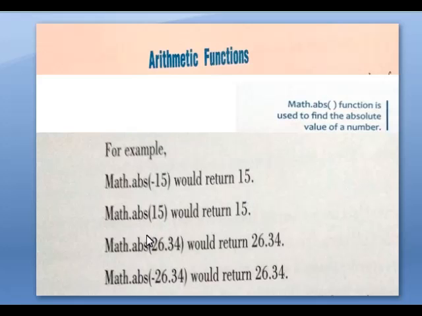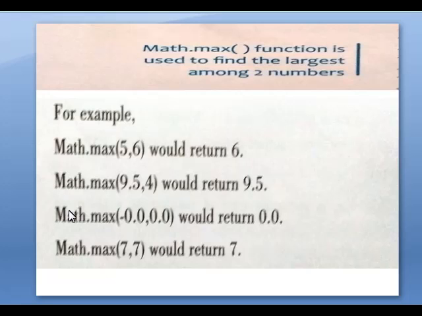For example, Math.abs of 15 would return 15. Math.abs of 26.34 will return 26.34. If it is a negative number, then also the answer is a positive number. So this is the use of Math.abs. The next one is Math.max. Max means to find the greatest number among the given numbers.